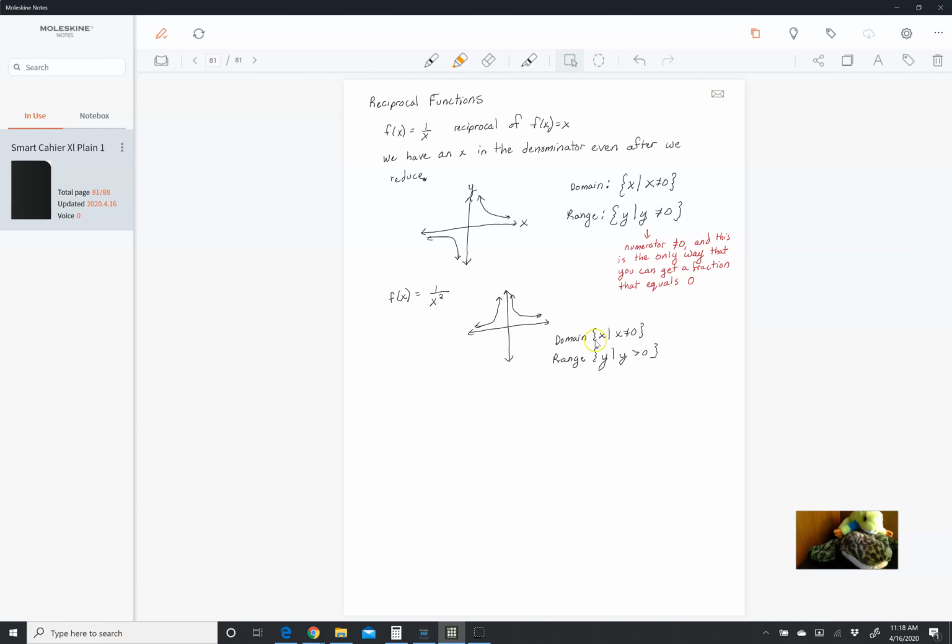So it's not equal to 0 because, again, this is a 1. There's no way that the fraction equals 0. But it has to be greater than 0 because we're always going to get a positive number. Okay, so this is the domain and the range, and we're going to look more at domain than we will at range of these functions.